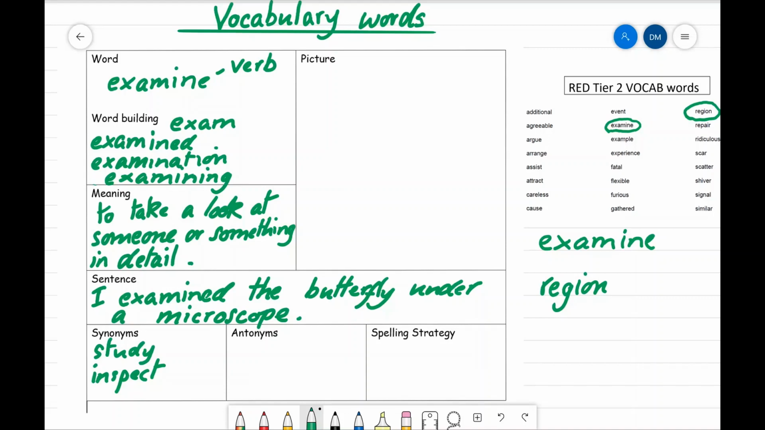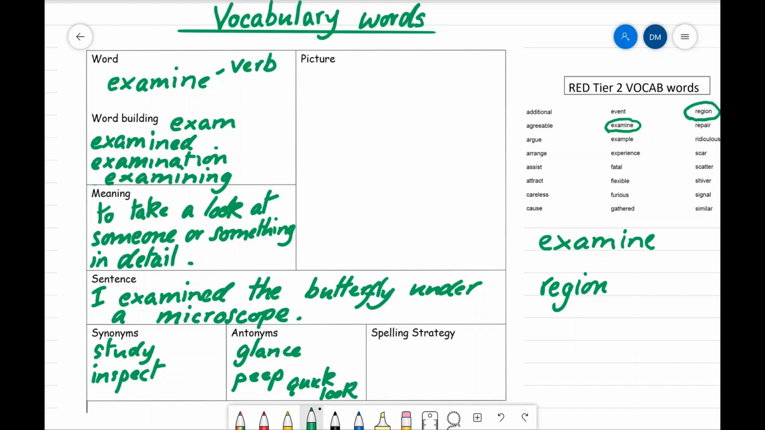Let me have a think. Well, if you just have a glance, you just have a quick look, don't you? I had a peep at something. It's just a quick look. Quick look at something. Okay, now we're going to look over to our next box, which is spelling strategy.